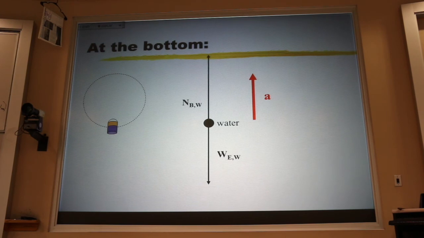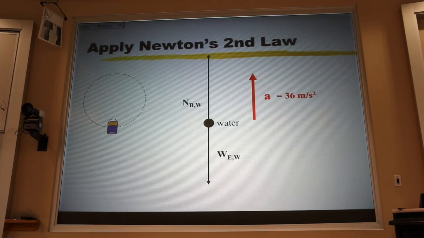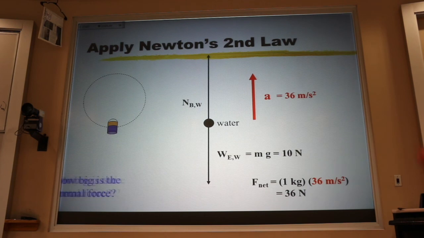Yeah, it's got to scream up. Okay? So let's see how much it has to scream up. The acceleration is still going to be v squared over r. If I'm still going that once a second, that's still going to be 36 meters per second per second. That means the net force is still going to be 36 newtons. But now it's 36 newtons up. The weight force is still 10 newtons. How big does that normal force have to be now? 46 newtons. 46 newtons. Okay?